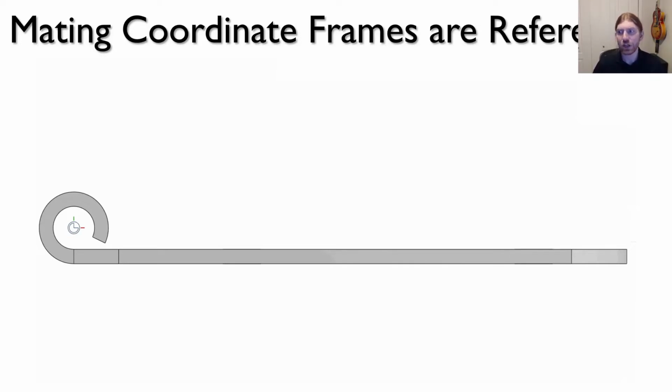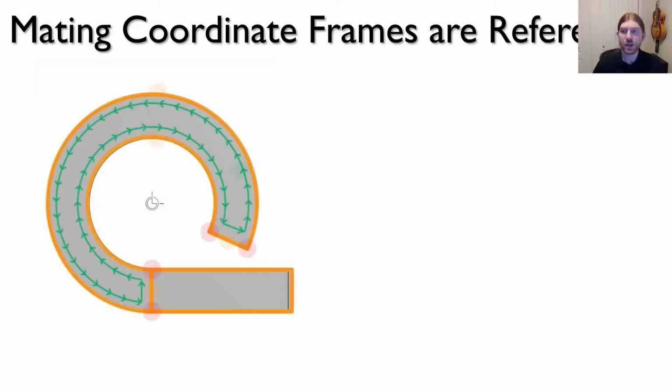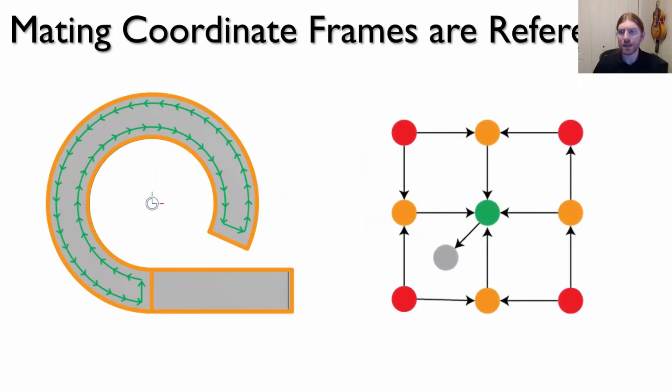Let's see how this works in the context of the hinge pin. Zooming in on the pin, let's look at the BREP graph around this point. We want to place a mating coordinate frame at the center of the pin. To do this, we need 2 references.